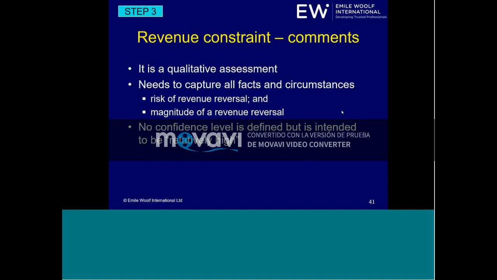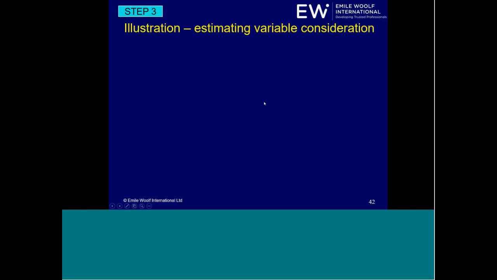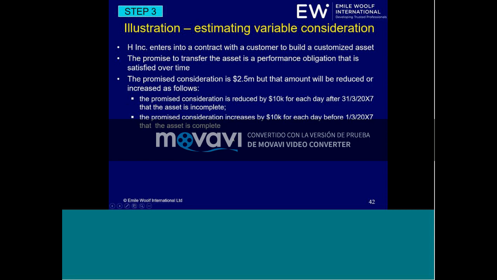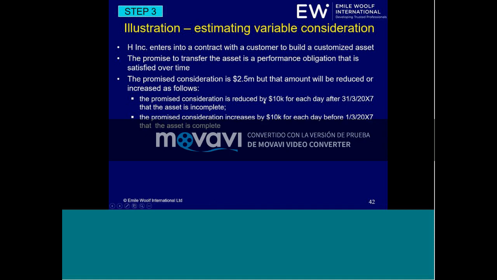H enters into a contract with the customer to build a customized machine asset. The promise is a separate performance obligation that is satisfied over the passage of time. The promised consideration is 2.5 million, but reduced or increased. For every day late after the 31st of March, it reduces by 10,000. For every day earlier than the 1st of March, it would increase by 10,000.